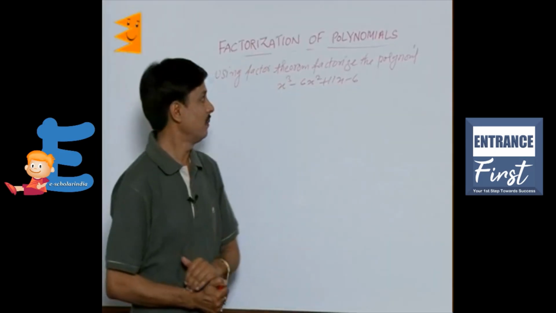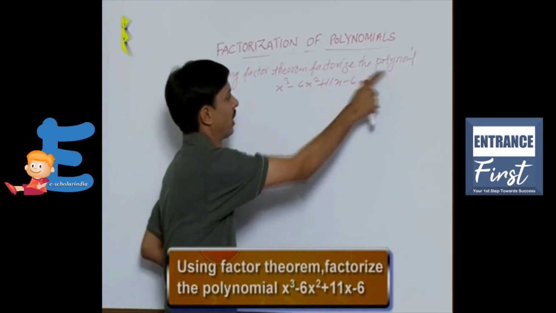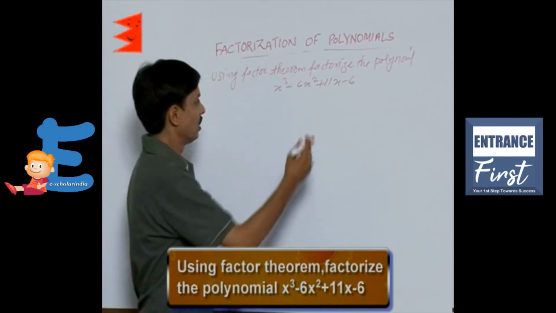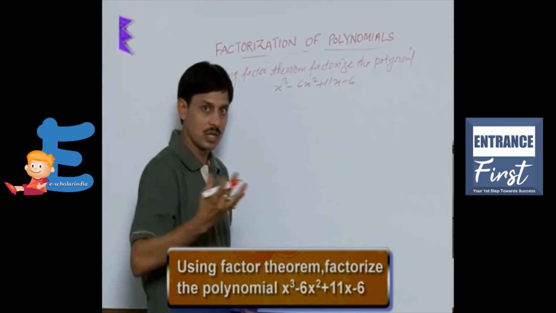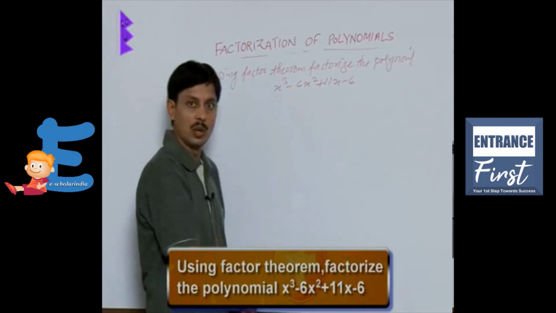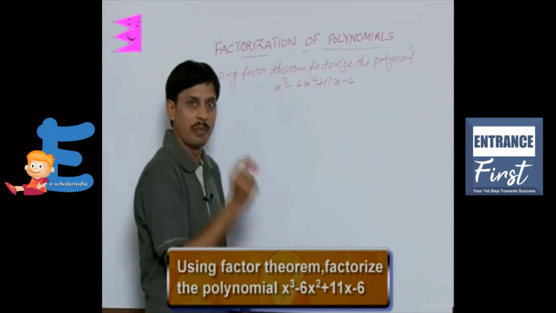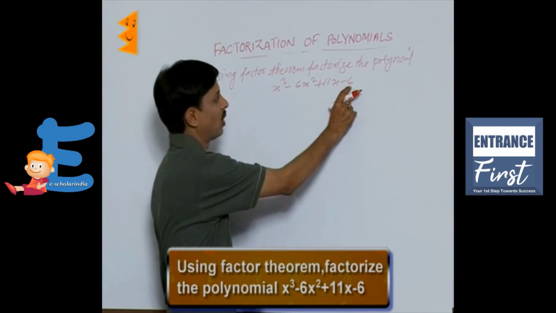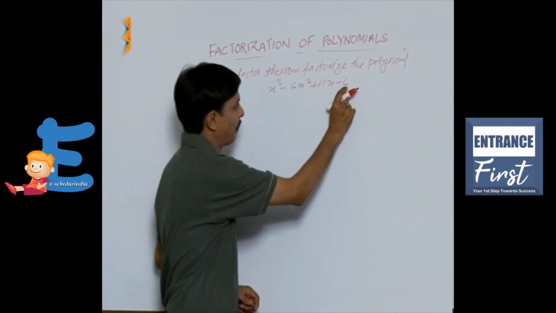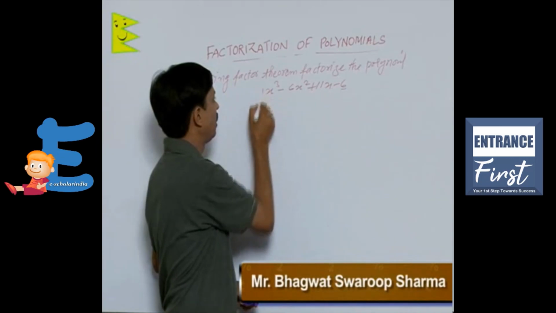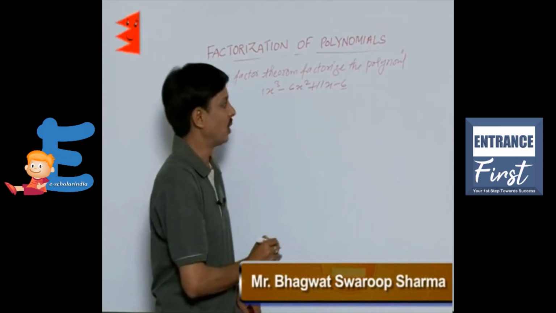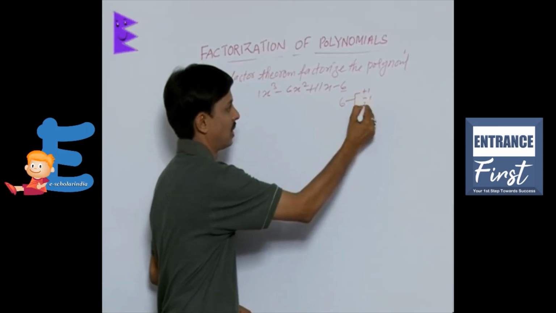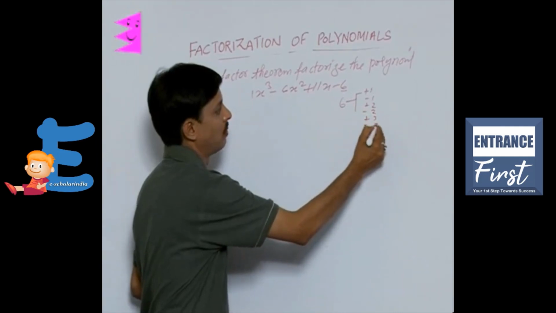Now one more type of problem, that is using factor theorem, factorize the polynomial x cube minus 6x square plus 11x minus 6. So we will think of some numbers on which this can be 0. With the help of that I can trace the factor. For this, first of all we will find the prime factorization of the last digit, here it is 6. For 6, which numbers can divide? Plus 1, minus 1, plus 2, minus 2, plus 3, minus 3.